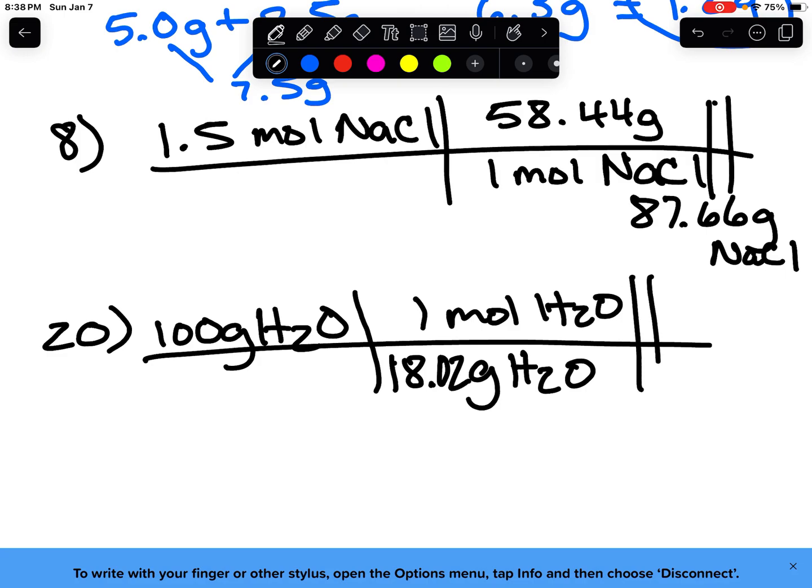So it's probably a molar mass that you'll end up memorizing eventually if you move forward with chemistry. So our grams cancel out, and we're going to take 100 multiplied by 1 divided by 18.02 and get about 5.55 moles of water.